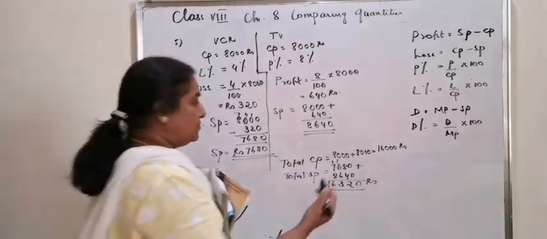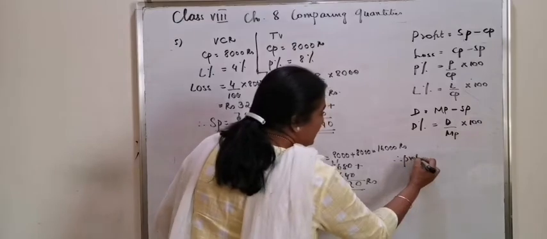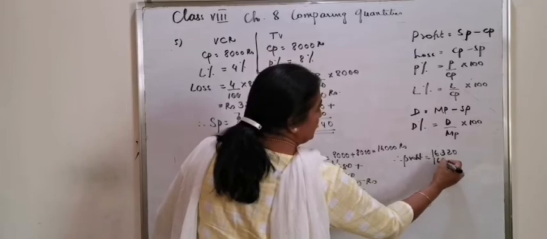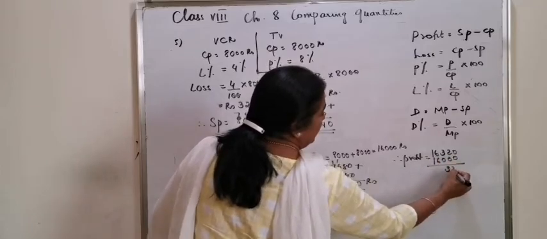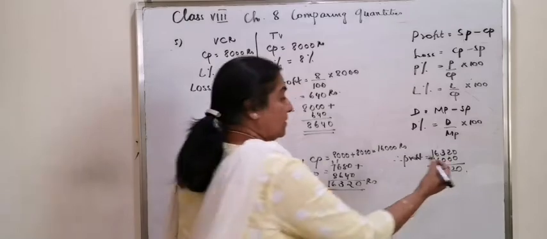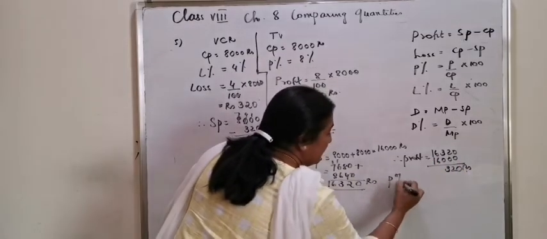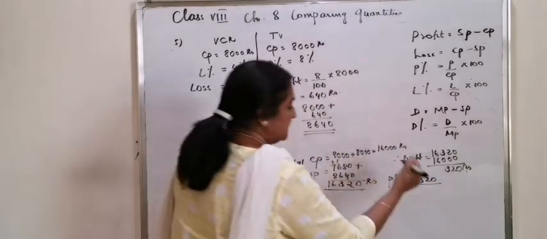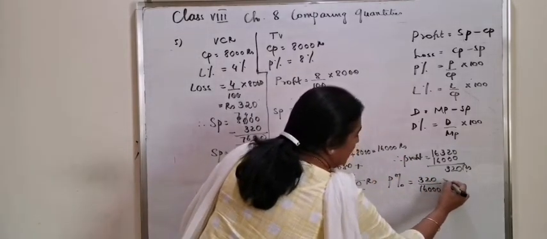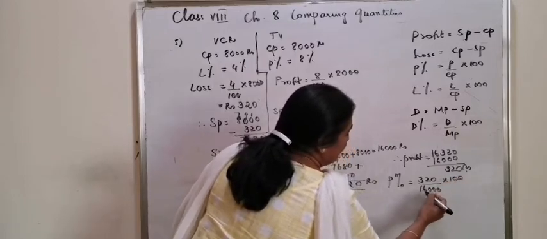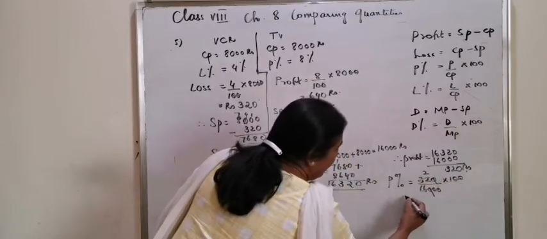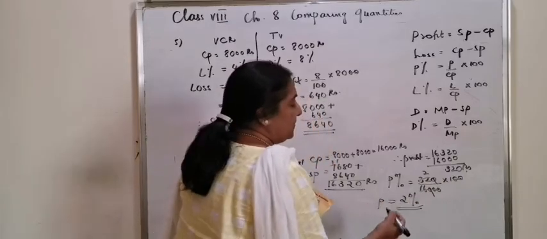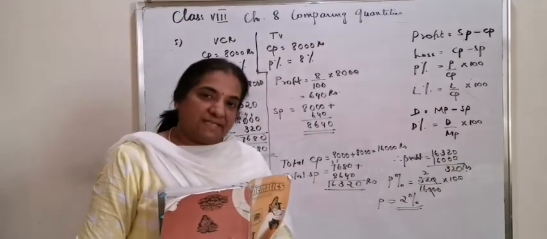What is the profit amount? Therefore, the profit is 16,320 minus 16,000, which is equal to 320 rupees. What is the profit percent? Profit percent is profit by CP, CP is 16,000, into 100. If you calculate, you can see he made a profit of 2%. That means a profit of 2% is made in this transaction.